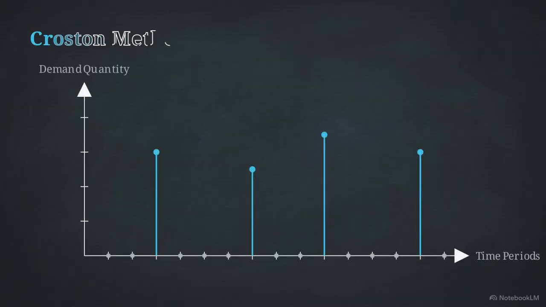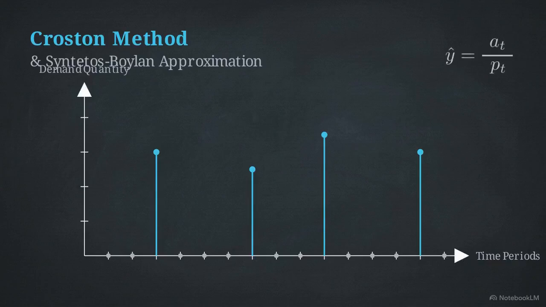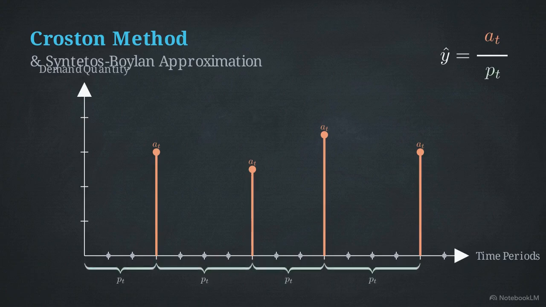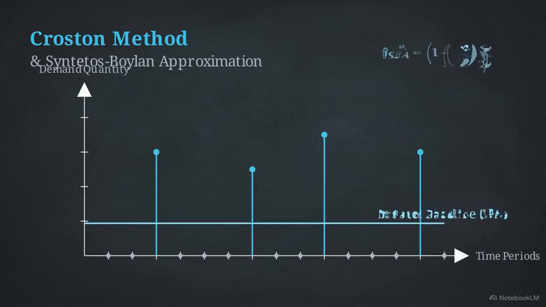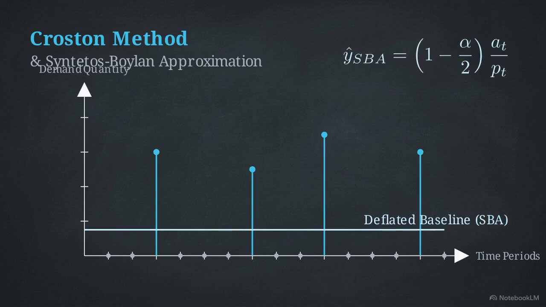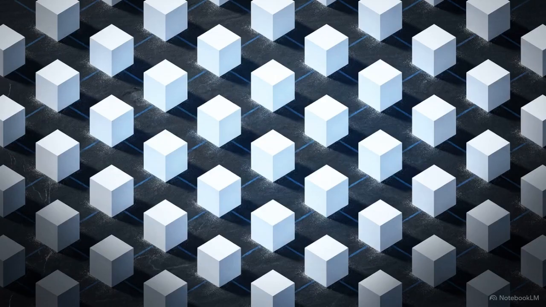Instead, the system invokes specialized probability models, the Croston method and the Syntetos-Boylan approximation. Watch the formula's logic. Croston mathematically decouples the expected demand size from the interval between purchases, projecting a deflated baseline across quiet periods. This diagnostic layer acts as a strict mathematical filter. It ensures that the predictive engines downstream receive a purely structural demand signal.